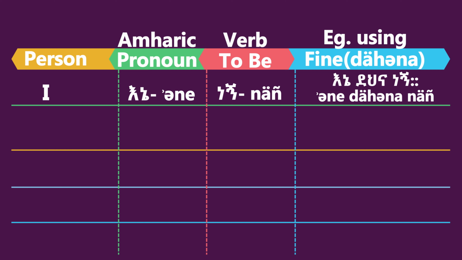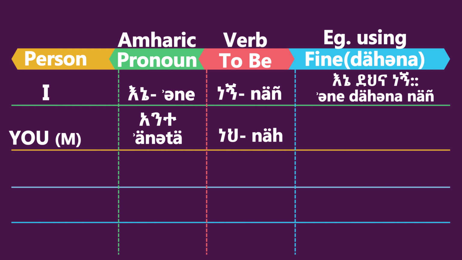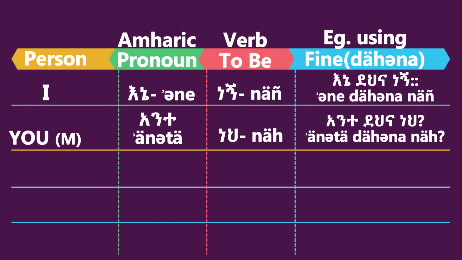Let's proceed to the next pronoun. In the Amharic language, the English pronoun you can be represented by 3 different Amharic pronouns, which vary based on the individual's gender, age, or status. The first type of Amharic pronoun, which is comparable to the English pronoun you, when you is used to indicate male gender, is አንተ, and the verb መሆን will now be ነህ. Example, አንተ ደህና ነህ, which means are you fine? So here you imply male gender. That's why we use አንተ.